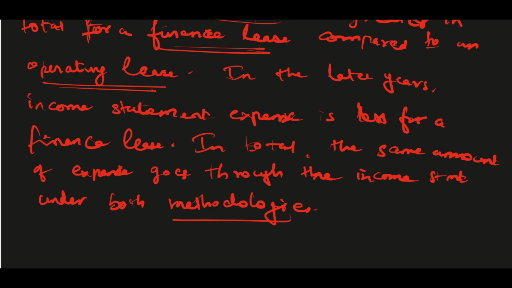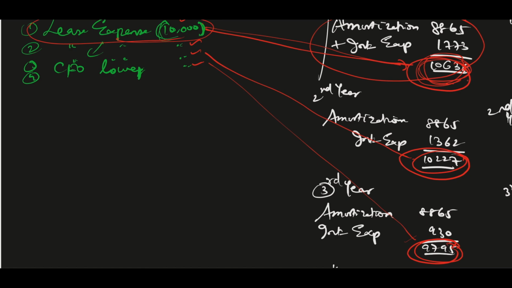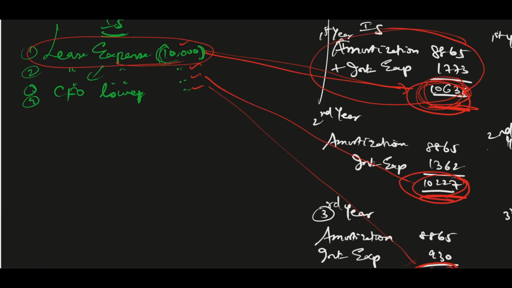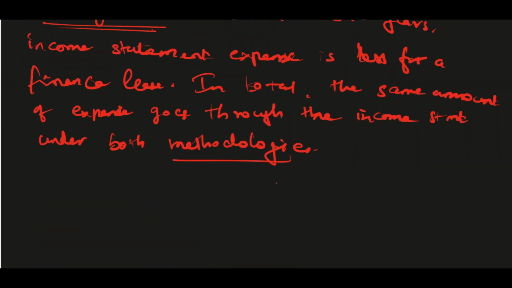Okay, what it means is finally the total of all this: 10,365, 10,227, 9,000, and then 9,340, all this will come to 40,000. So this amount will equal this 40,000. Okay, so that's what that line means. Fine. Okay, so these are all the statements associated with the sum.